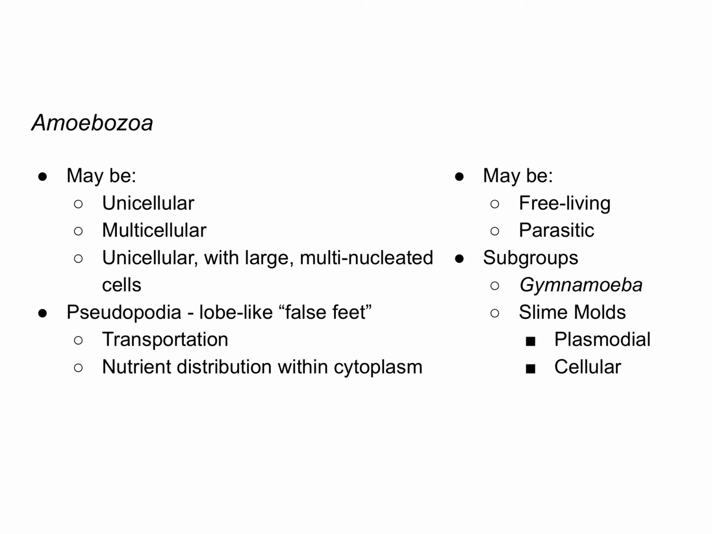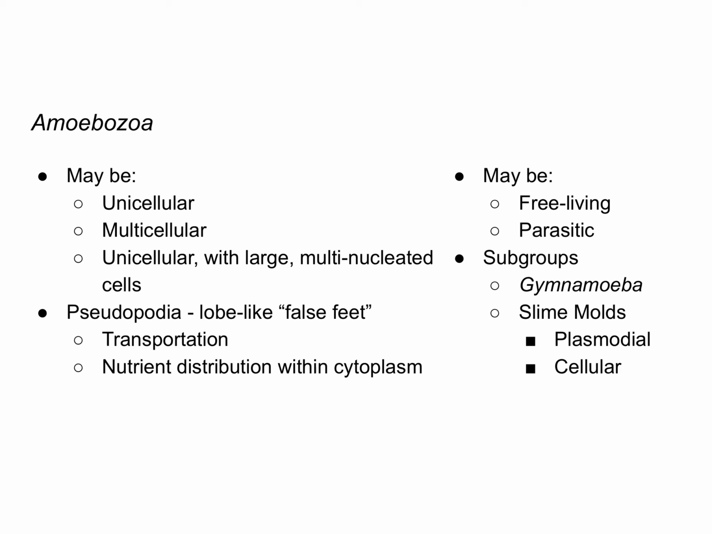In this video, we're going to talk about the protists in the supergroup Amoebozoa. Some general characteristics of Amoebozoa include the fact that they might be unicellular, multicellular, or unicellular with large multinucleated cells.